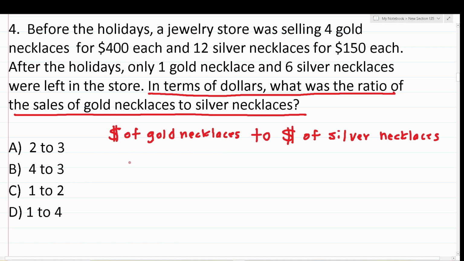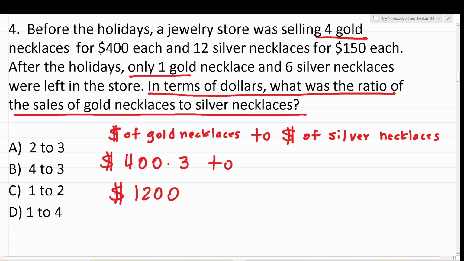Well, we know that gold necklaces sell for $400 each. But that said, we have to figure out how many of them were sold. Well, it says right here, before the holidays, there were 4 gold necklaces in the store. After the holidays, there was only 1 left. 4 minus 1 is 3, so they sold 3 necklaces. All right, so to figure out the total value of the gold necklaces sold, that's going to be 400 times 3. You should know that 400 times 3 is 1,200. So $1,200 worth of gold necklaces were sold.